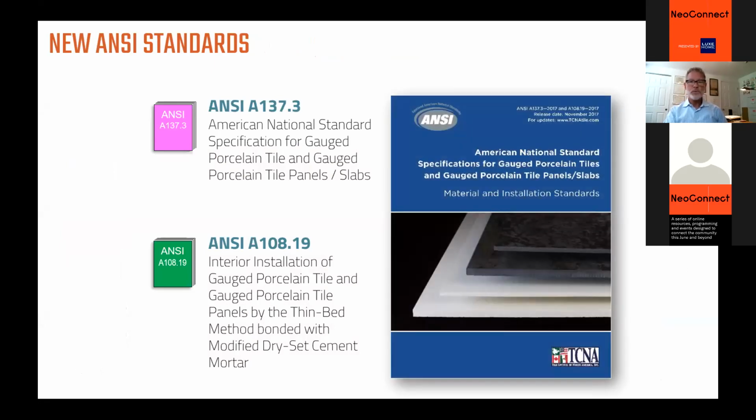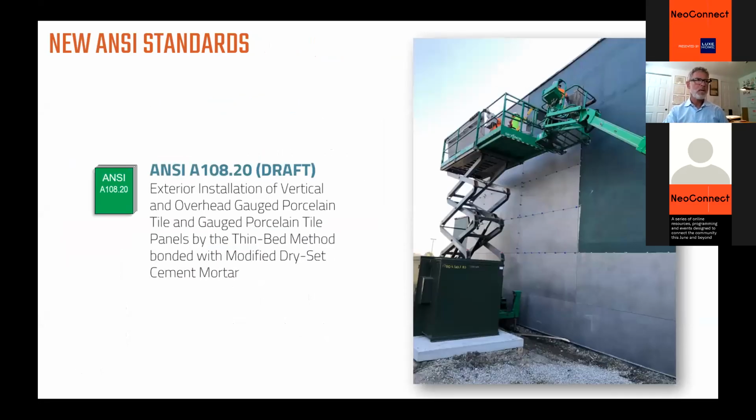And you can get those standards from ANSI, you can get them from the IMI, send me an email and I'll be glad to point you in the right direction. Now, the exciting news is that the same folks that wrote the ANSI standard A108.19 for interior installation are, and I'm on this group, now writing a standard for exterior installation. It's going to be called A108.20, and it's being balloted right now in the ANSI committee.